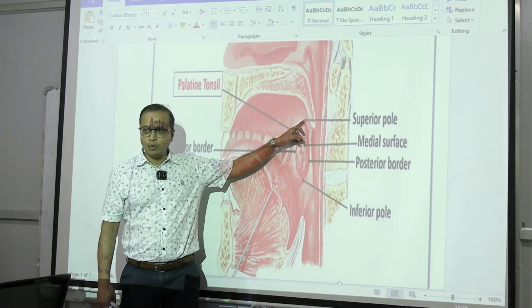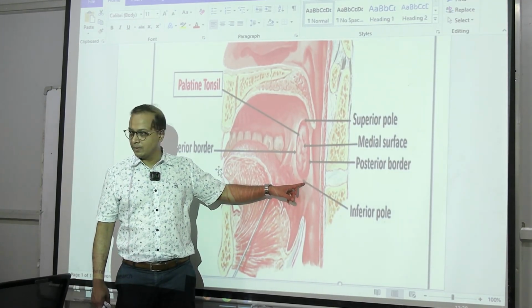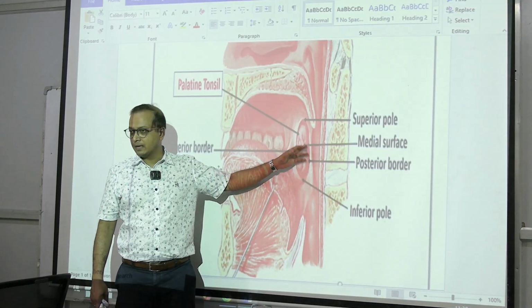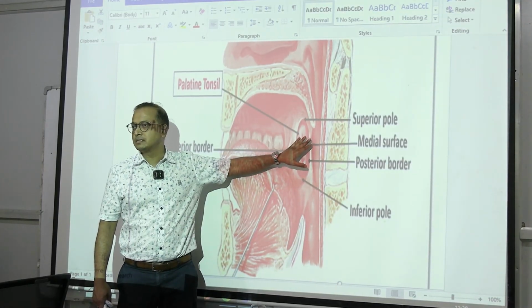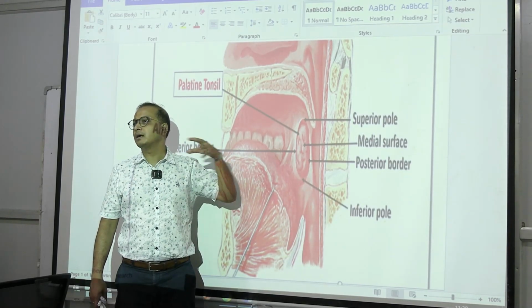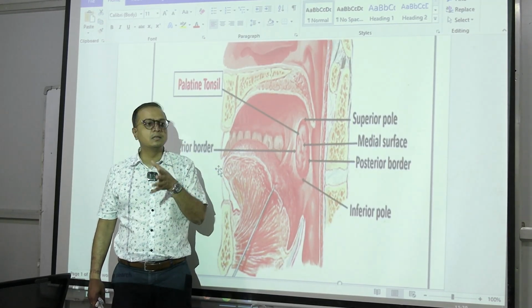It has an upper pole, a lower pole, an anterior border, a posterior border, and it has a lateral surface and a medial surface. The surface which you are seeing here is facing the oral cavity side. That means it is the medial surface.